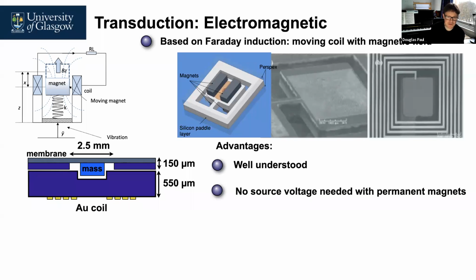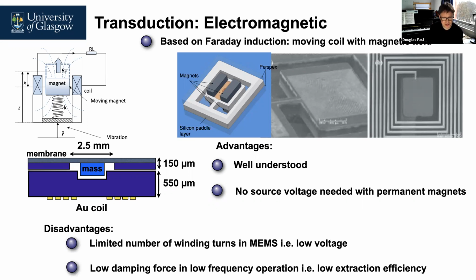So the advantage of electromagnetic is that the physics is very well understood. You don't need any source voltage to actually start the electricity generation. Now, you'll see when we go to some of the other techniques, one of the problems is you need to apply a voltage to be able to generate electricity, which means you need a battery or you need a source of electricity to start with.